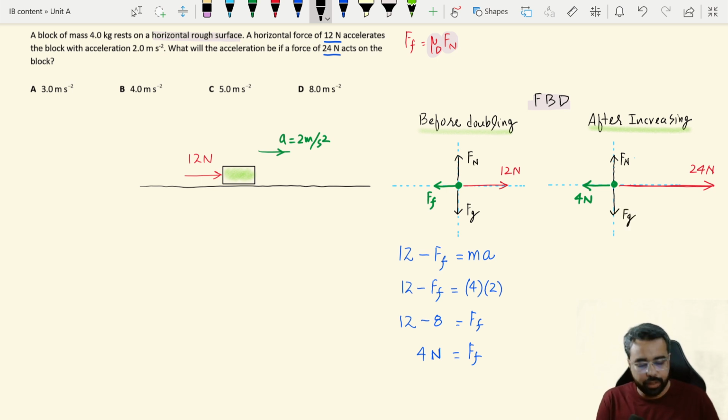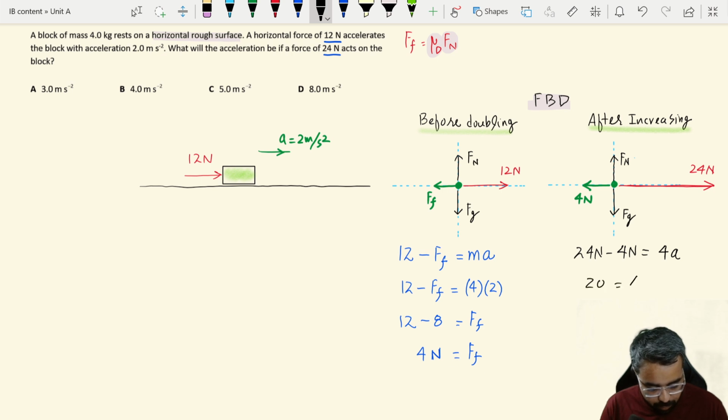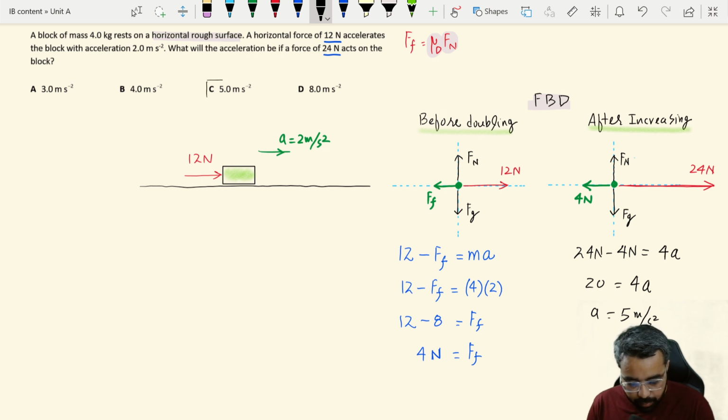So now what is the resultant force? You see from the diagram that 24 Newtons minus 4 Newtons is equal to 4, that is the mass of the block, times acceleration. So that is 20 = 4a, and a is equal to 5 meter per second square. So this is the acceleration due to doubling of the force.